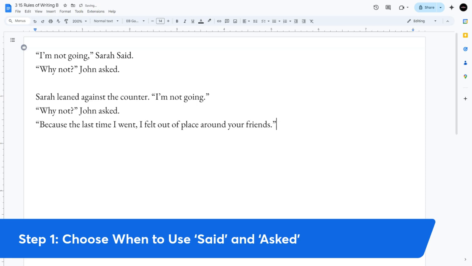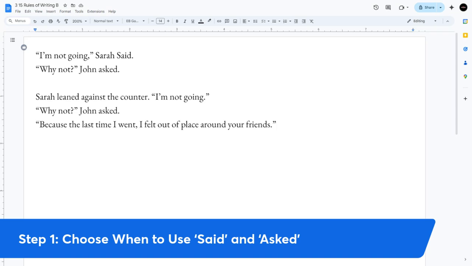This example basically is demonstrating that you don't need tags for every line of dialogue, especially in a two-person conversation. That's the advantage of two people in a conversation. As long as you establish who's speaking clearly at the onset, like we did: Sarah leaned against the counter, "I'm not going." "Why not?" John asked. We know who's talking. We know who's there. "Because the last time I went, I felt it." We know that's Sarah.